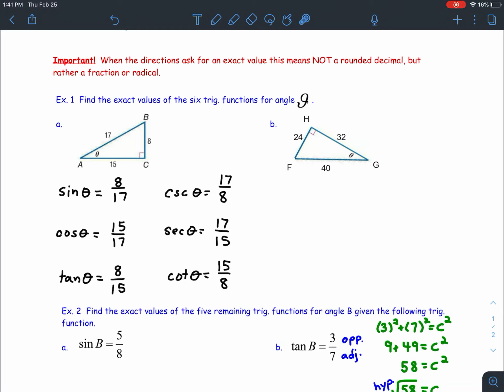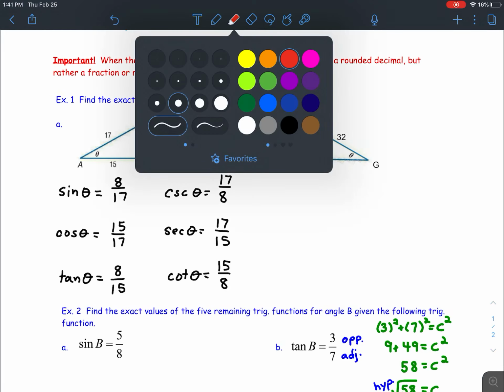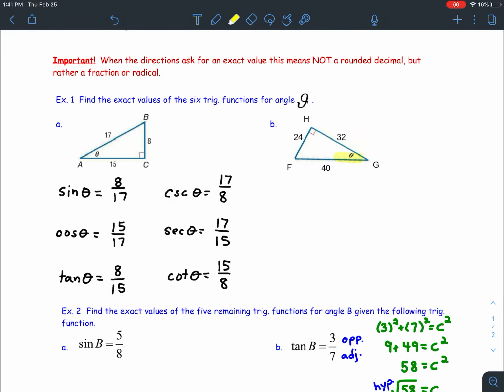So please keep that in mind, that you should not be pressing the sine, cosine, tangent buttons on your calculator for any of this here. This is asking us to find the exact values of the 6 trig functions for theta. So I'm just going to highlight in the triangle where the theta symbol is located.